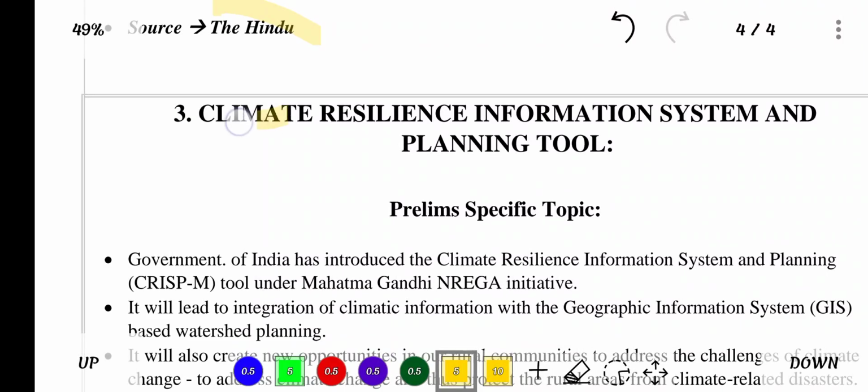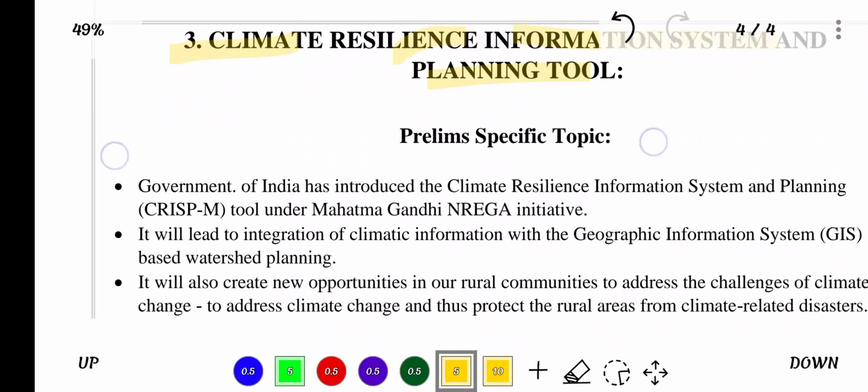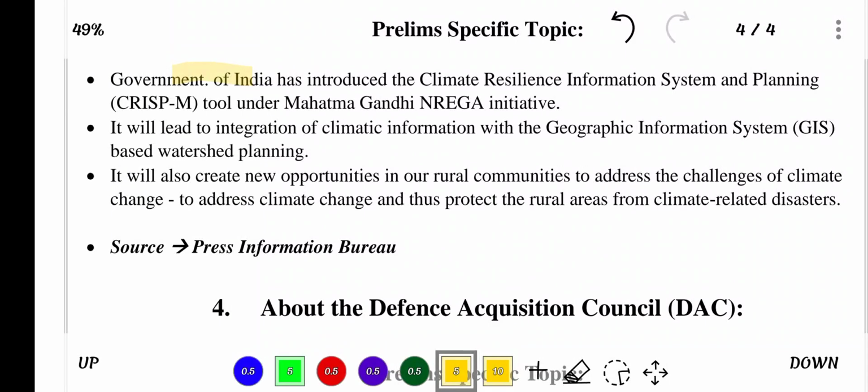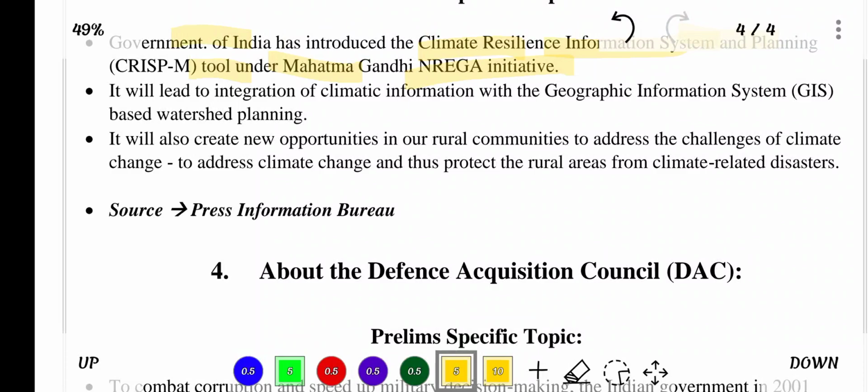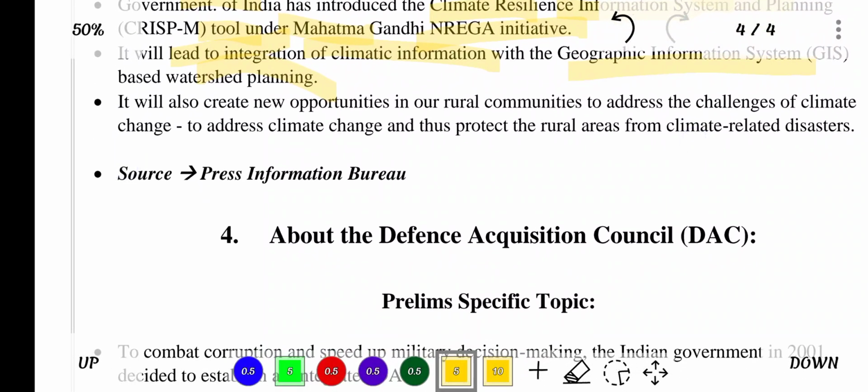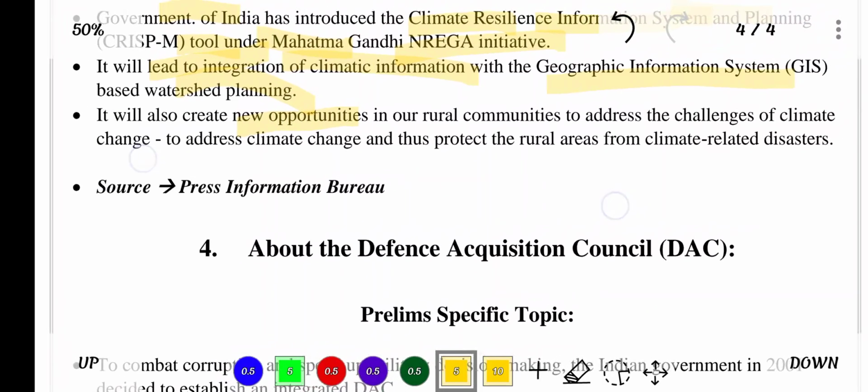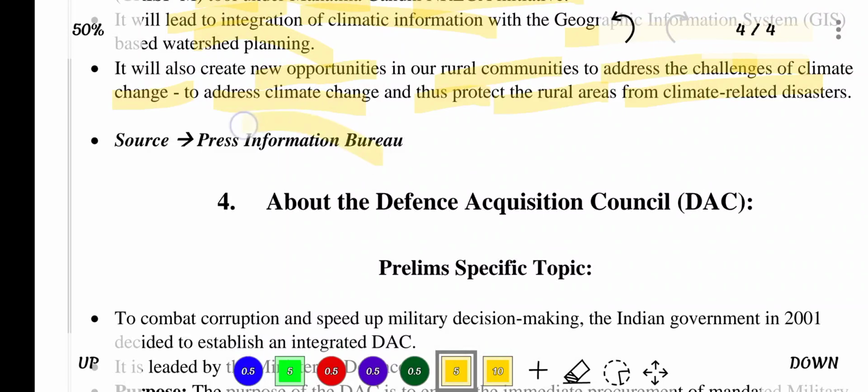Next topic in news is Climate Resilience Information System and Planning Tool. Government of India has introduced the Climate Resilience Information System and Planning Tool under the Mahatma Gandhi MGNREGA initiative. It will lead to integration of climatic information with geographic information system based watershed planning. It will also create new opportunities in our rural communities to address the challenges of climate change, and thus protect the rural areas from climate-related disasters. Source of this news is Press Information Bureau.